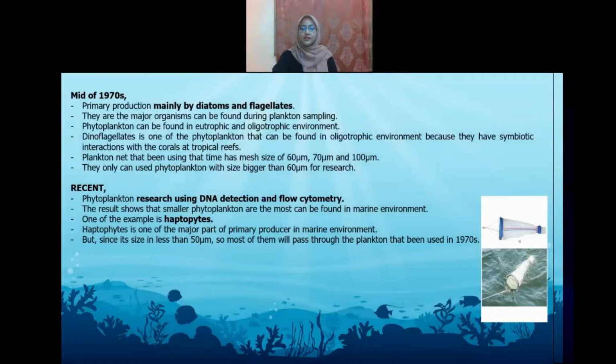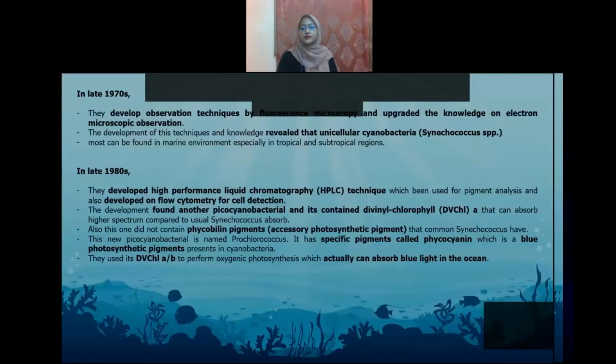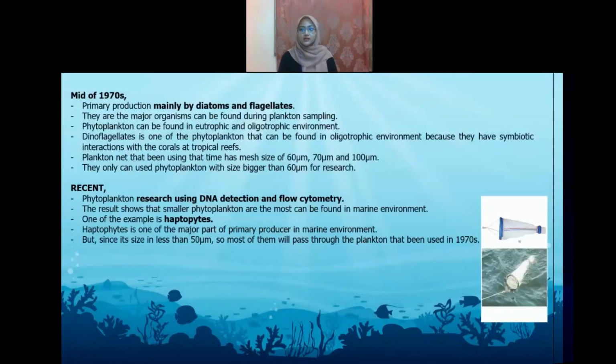I am a student of Marine Science and I'm going to present the diversity of marine phototrophs. In the middle of the 1970s, scientists believed that primary production was totally done by diatoms and flagellates, because these two phytoplankton are the major organisms that can be found during the plankton cycle.